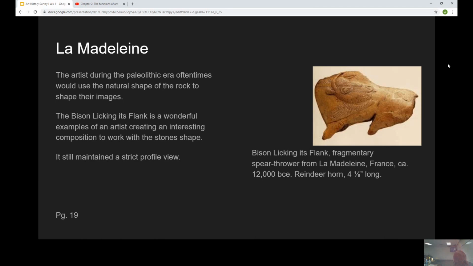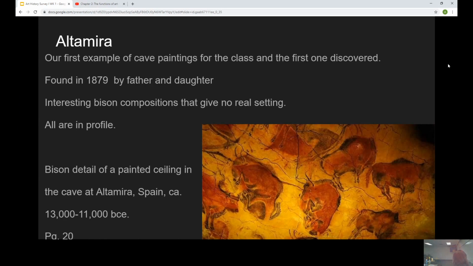Now it's time in the cave. In France, yes. La Madeleine cave. That takes us into our caves.